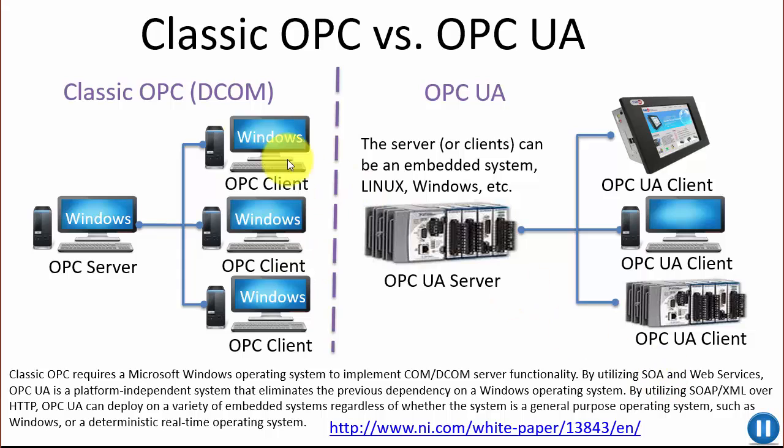Here we see some examples also. In classic OPC, the clients and the server needed to be a Windows computer. But with OPC UA, you could use different kinds of operating systems like embedded system, Linux, Windows, or even Macintosh or OS X. So the different clients could be a computer, it could be an embedded system, etc. like this.